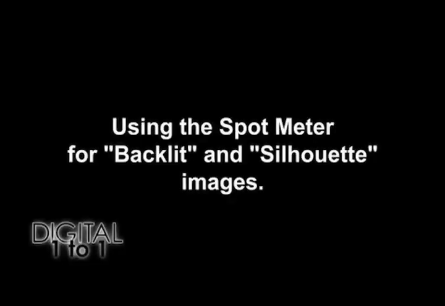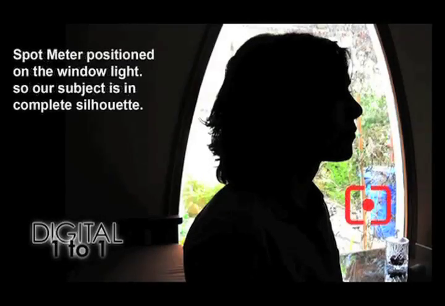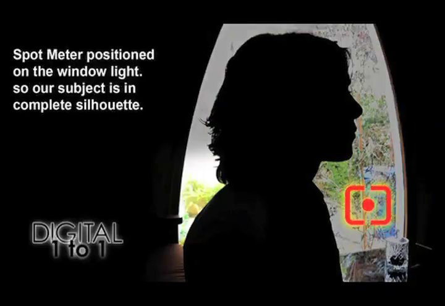Using the spot meter for backlit and silhouette images. We can create a great silhouette image using our window light, but we'll have to point our spot directly onto our window to place our model into complete shadow.